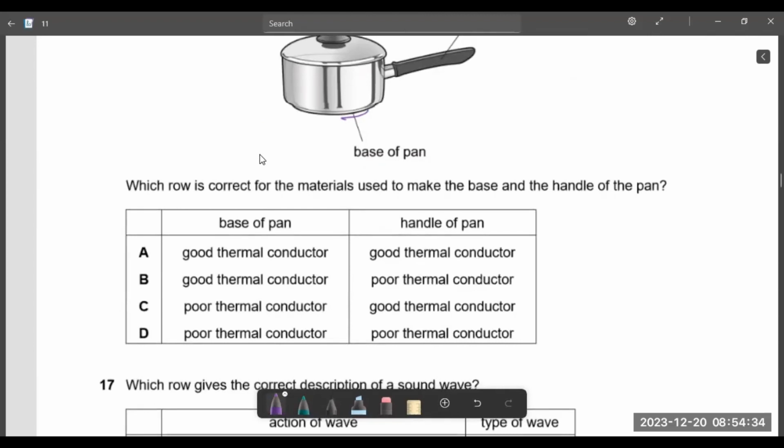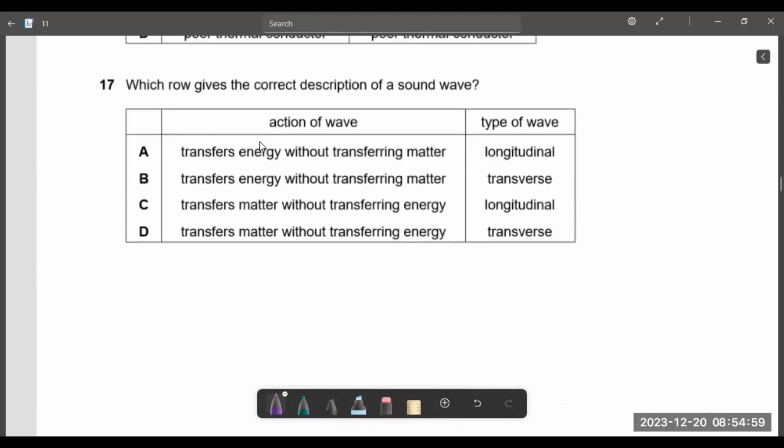So here we are giving the fire, right? So the base of the pan must be a good thermal conductor. And here we will be holding with our hand, so this should not get hot. So it should be a poor thermal conductor. So here the right answer is B. Base of the pan is a good thermal conductor and the handle of the pan should be a poor thermal conductor.